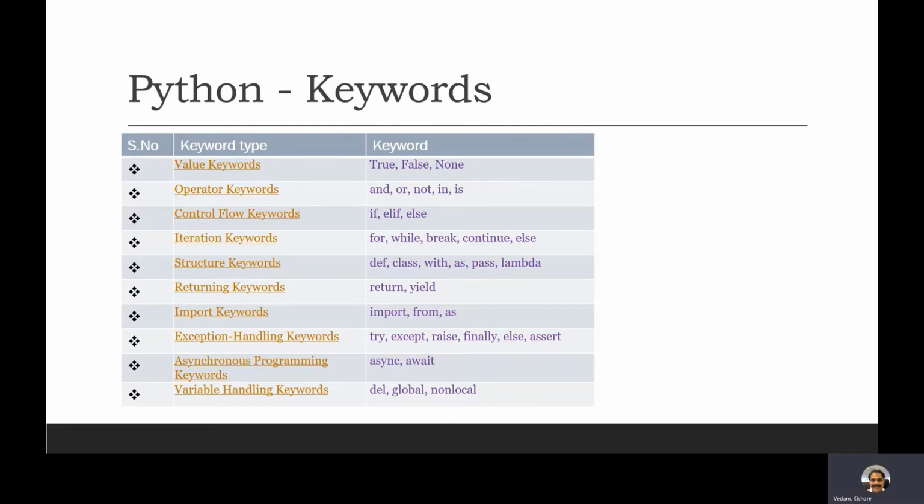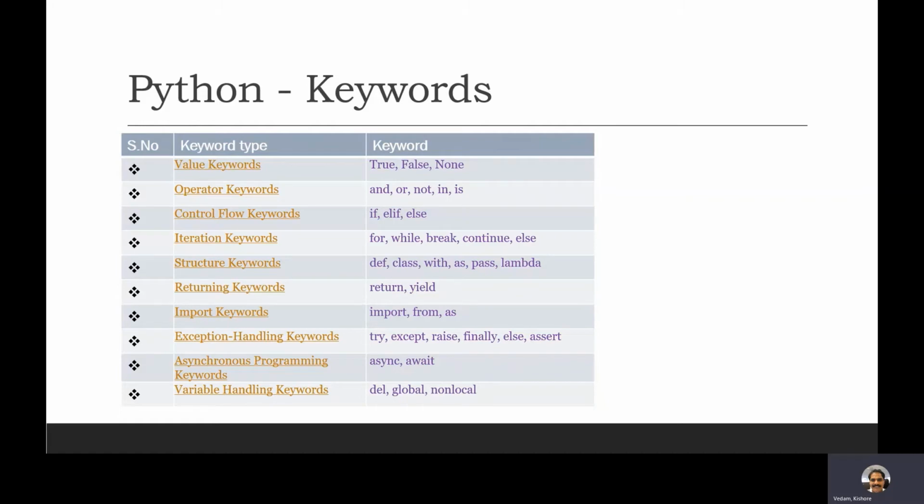Iteration keywords: suppose you want to repeat or execute a block a particular number of times, then we can use these different iteration keywords. For 1 to 100, print this value, which means the value will be printed 100 times. There are also while, break, continue, else. The structured keywords are def, which can be used to define a function, class, which you use to define an object, with, as, pass, and lambda. Lambda is for an anonymous function. Then return and yield: when you are returning from the function, you use the return keyword.